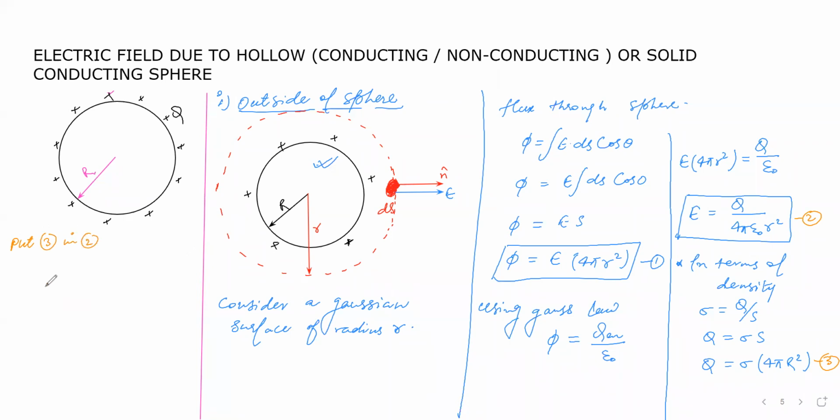When you put the value of 3 in 2 at the position of Q, you get E is equal to sigma 4 pi R square over 4 pi epsilon naught small r square. 4 pi is cancelled with 4 pi. Finally, you get E is equal to sigma capital R square over epsilon naught small r square. Note it down, please. This is your final equation.